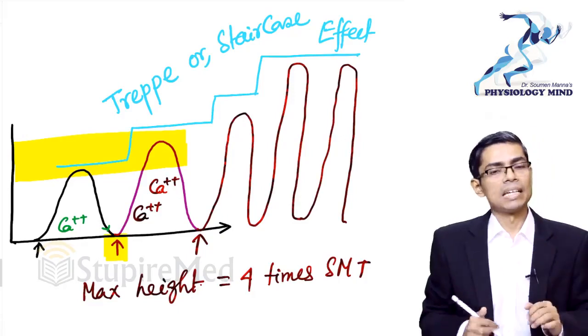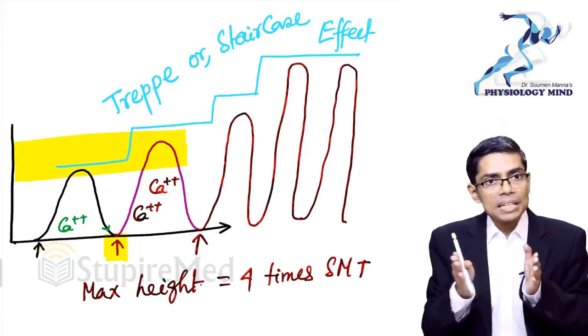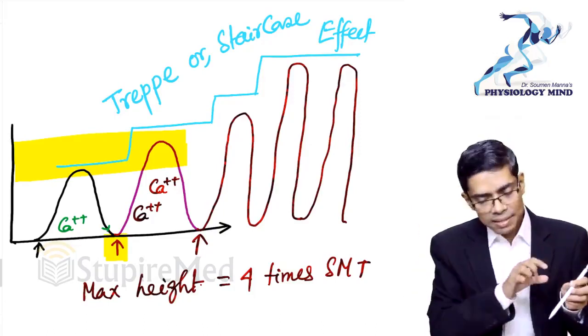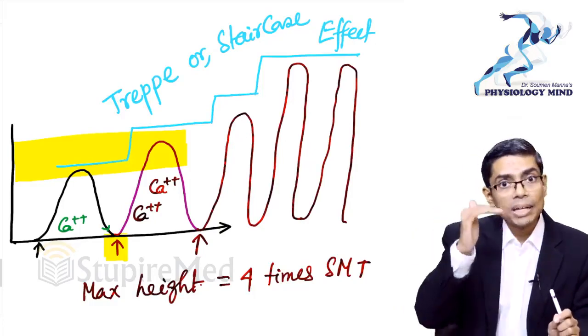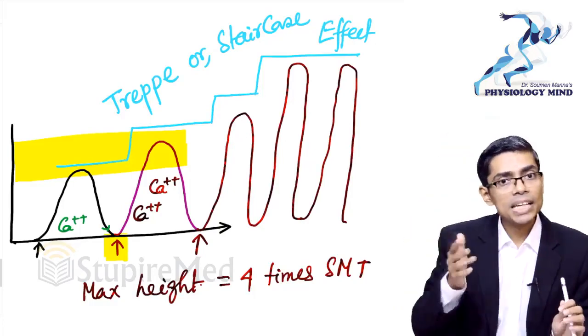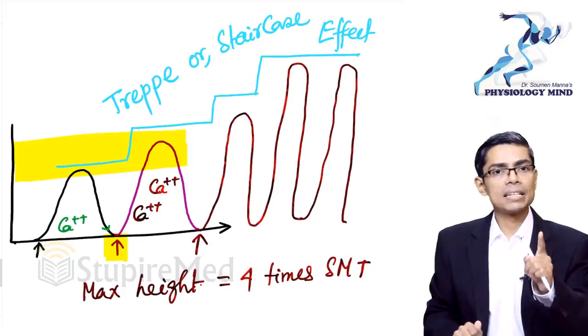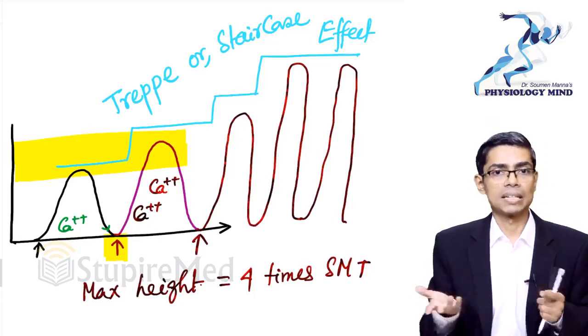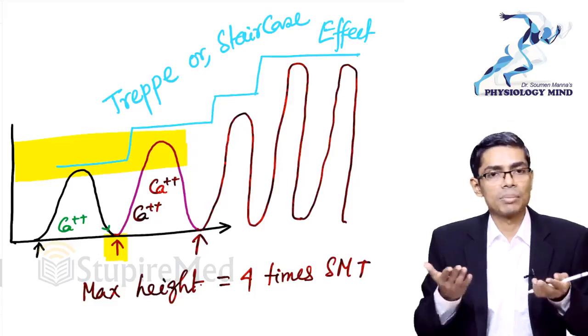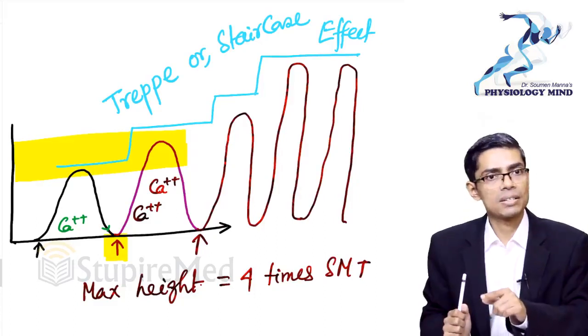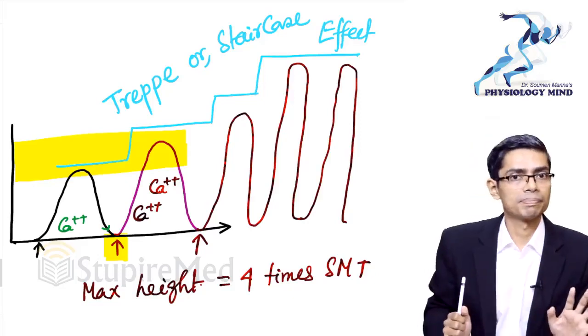So are you getting it? If you give multiple stimulation, if you increase the frequency of discharge in a single muscle fiber, single motor neuron, then you are getting more force of contraction. That's why I told you the second way to increase the force in a muscle is to increase the frequency of discharge. If you increase the frequency of discharge, height of contraction will rise by the staircase phenomena or TREPPE.